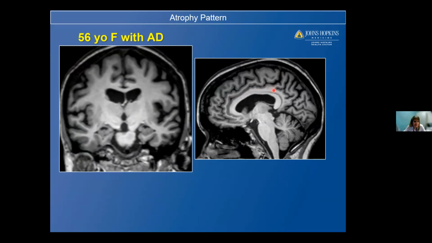When it goes up like this, it is called the marginal ramus of the cingulate sulcus, and this is the parietal occipital sulcus that separates the parietal lobe from the occipital lobe. And we see that those are prominent as compared to the frontal region. So this, again, is a posterior anterior gradient, and this is more suggestive of early onset AD rather than AD in older patients. So medial parietal atrophy in younger patients.